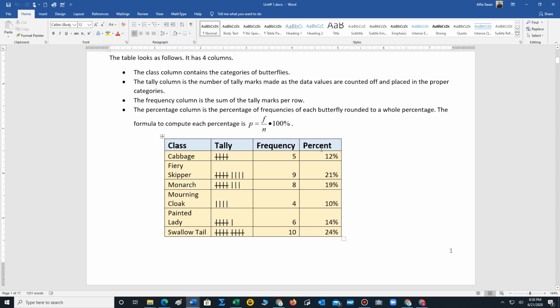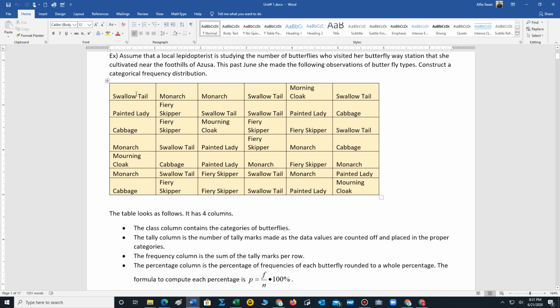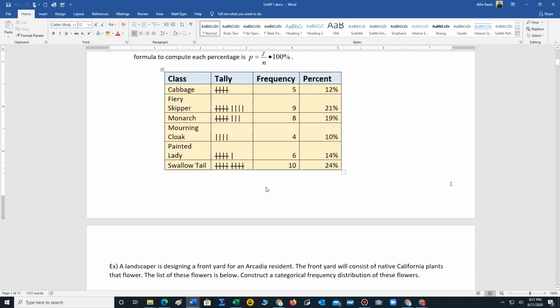And then finally, the last column will be the percentage of each butterfly type. So what we need to do is find the sum of all the butterflies. How many butterflies were surveyed at the way station? That's going to give us our N. And it looks like there's 42 butterflies. Let's just double check that. So we have 1, 2, 3, 4, 5, 6, 7 times 6, so 42 butterflies.